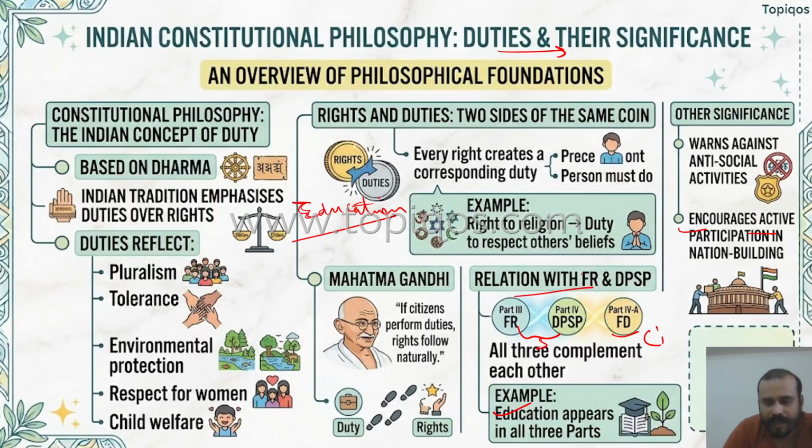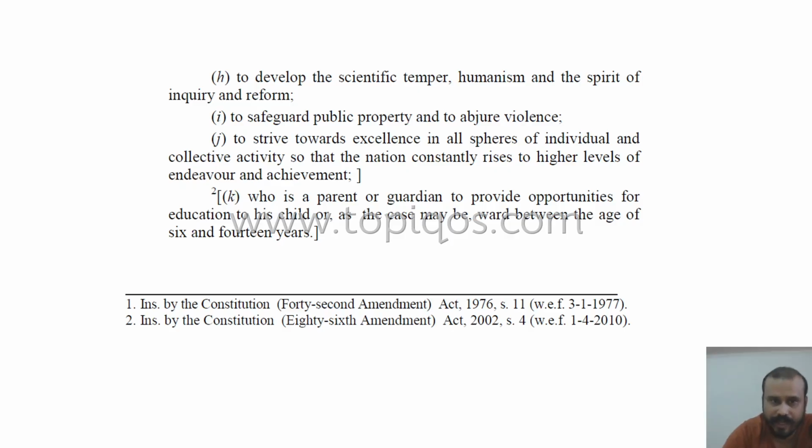All the threes have provision regarding education. We've already seen that example last time. Article 51A, clause K, the 11th one. This is talking about education, and we have fundamental rights, and DPSP also related to the same.